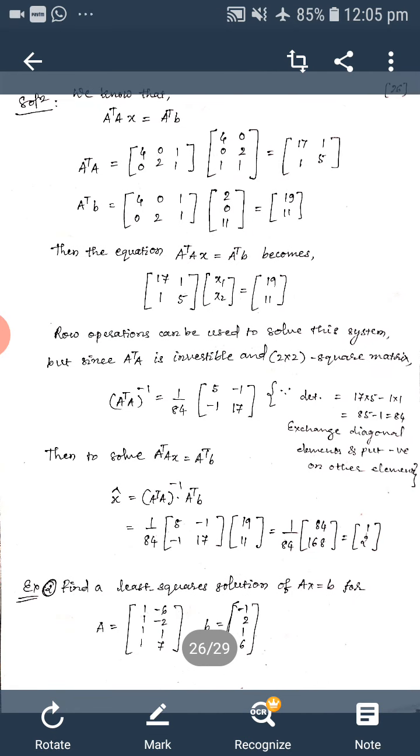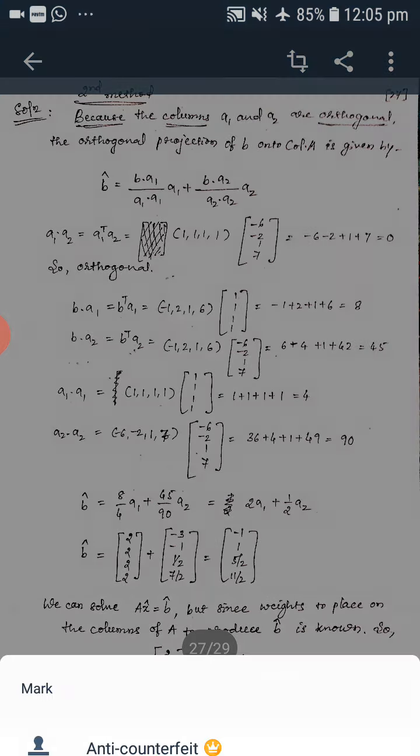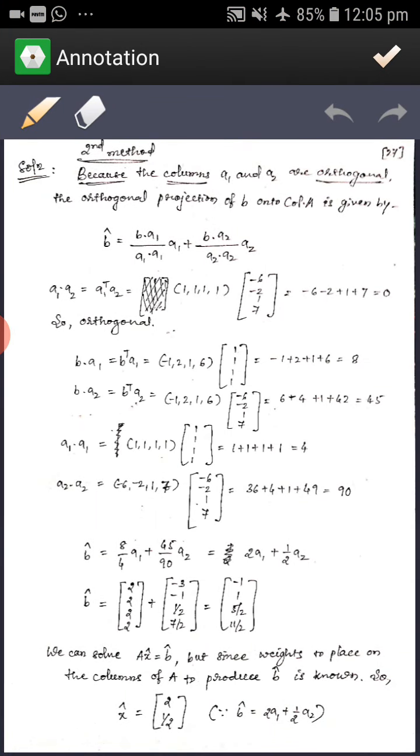As we have two vectors, the two columns, because of that the b cap is given as a sum over the two vectors. So b cap is equal to (b dot a1) divided by (a1 dot a1) into a1, plus (b dot a2) divided by (a2 dot a2) into a2. Here a1 and a2 are the column vectors of A.